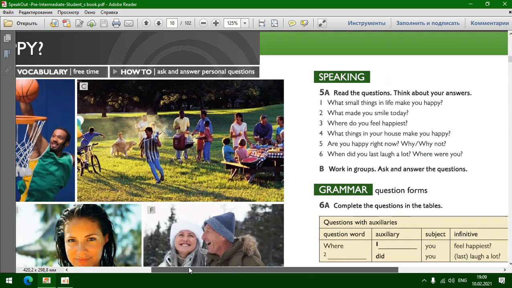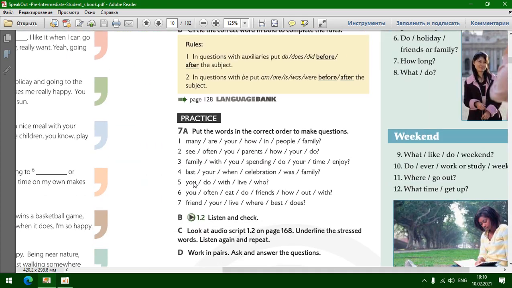It's exercise number 7A. Put the words in the correct order to make questions. Of course, for making questions, we must start with our question word. The first one: money, or your, how, in, people, family. Our question word is how. How many people are in your family? The second one: see, often, you, parents, how, your, do. Our question word: how often do you see your parents?